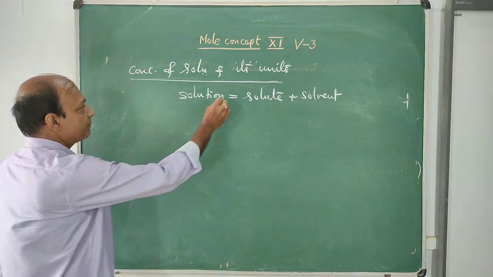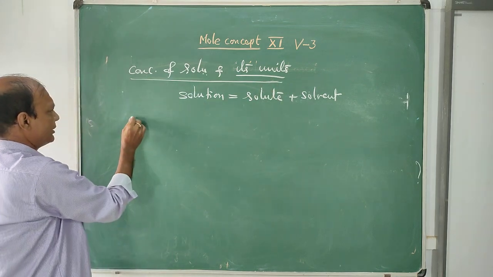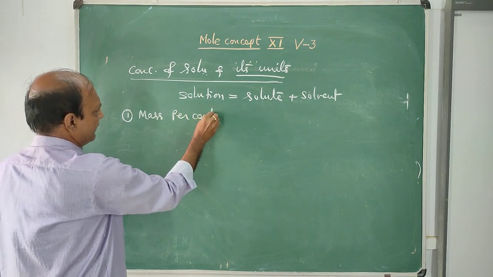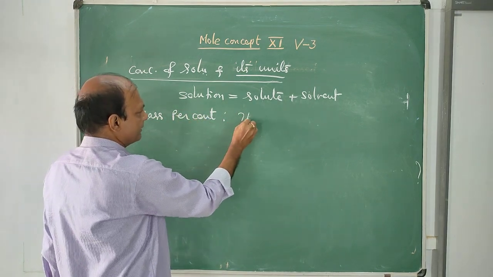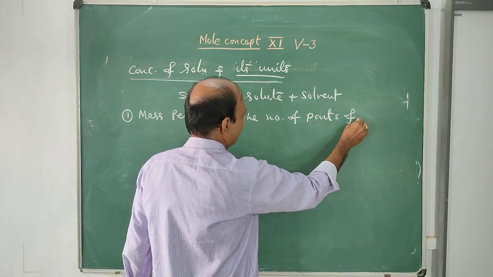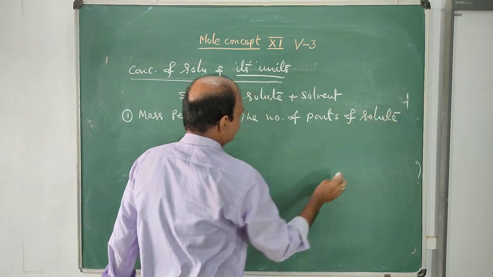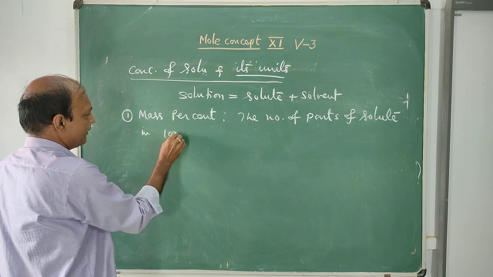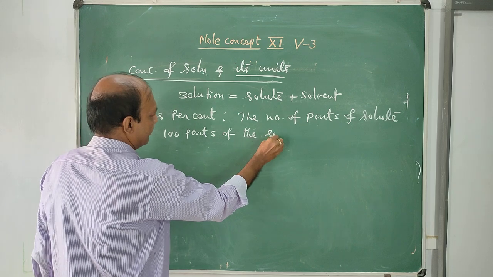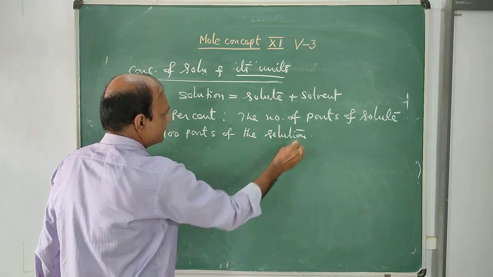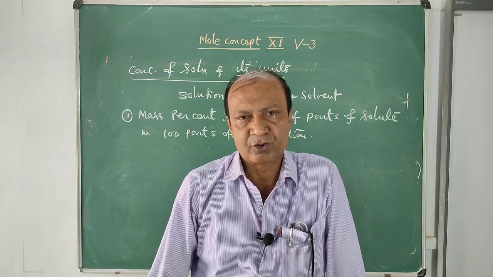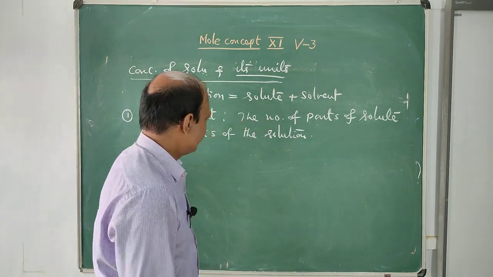Now let us see some of the units of concentration of solution. The first one is mass percent. Mass percent means the number of parts of solute in 100 parts of the solution. That means it is the mass of the solute per 100 parts of the solution. This is known as mass percent.